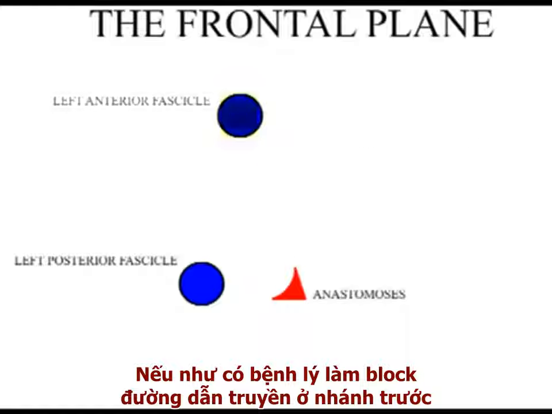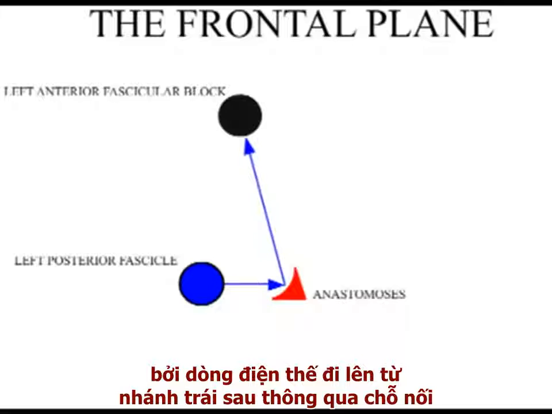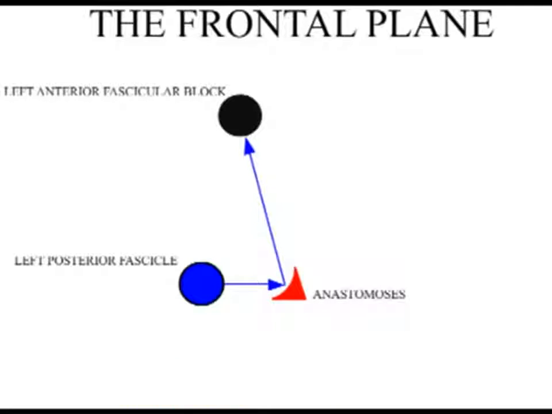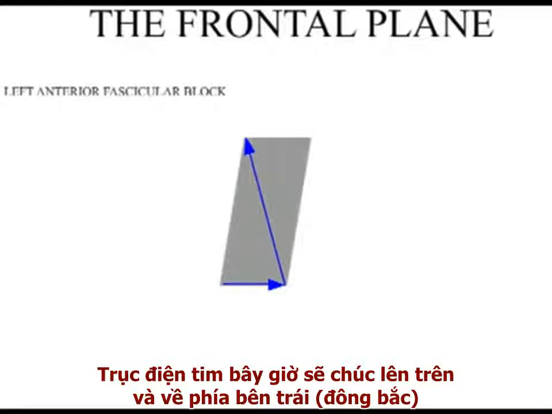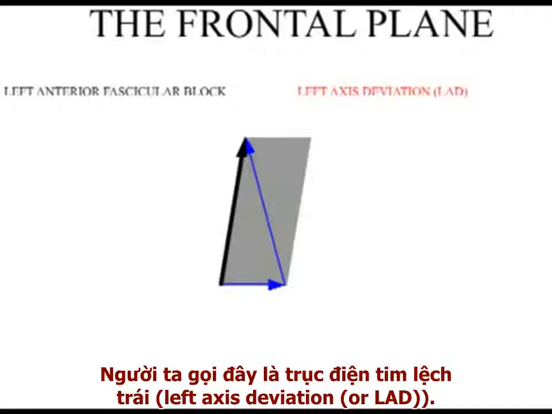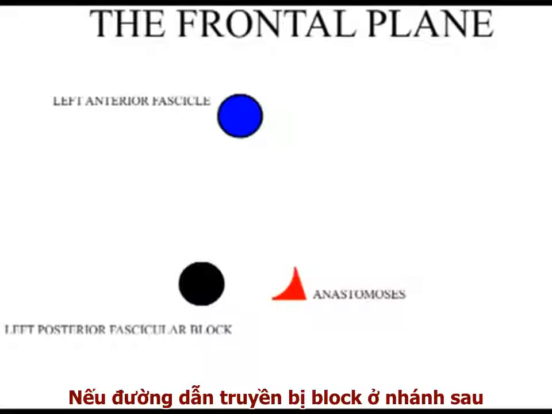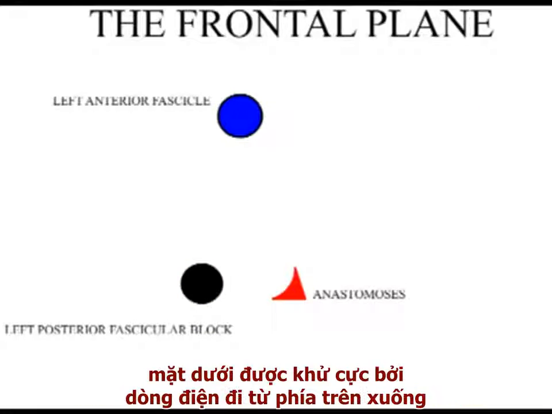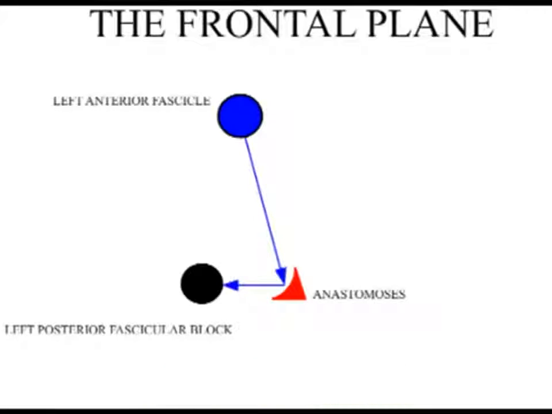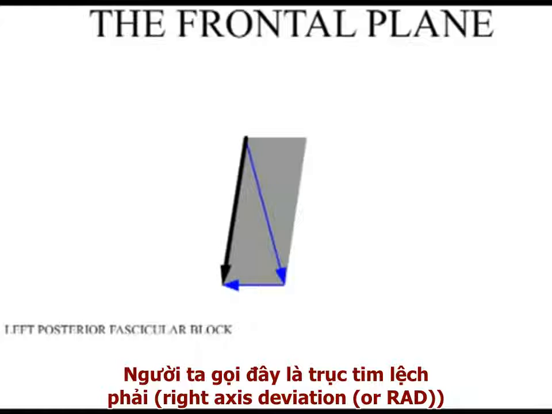If disease blocks conduction in the anterior fascicle, and the lateral and anterior ventricular walls are depolarized by current flowing upwards from the anastomoses in the left ventricular wall, the cardiac axis is now travelling upwards and to the left. This is termed left axis deviation. While with blocked conduction in the posterior fascicle, the inferior surface is depolarized by current flowing from above, and the sum of these two major vectors is now moving downwards and towards the right. This is termed right axis deviation.